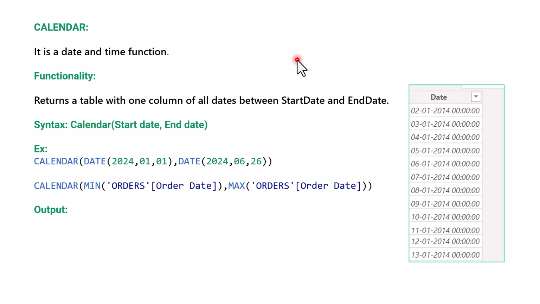The calendar is a table valued function which returns a table with one column, and that column name will be date, which contains all the dates between the start and end date specified under the calendar function. So if we have a look at the syntax, calendar is accepting two mandatory arguments. The first one is start date and second one is end date. You can observe these two examples; how exactly the calendar works will be seen in the Power BI desktop application.